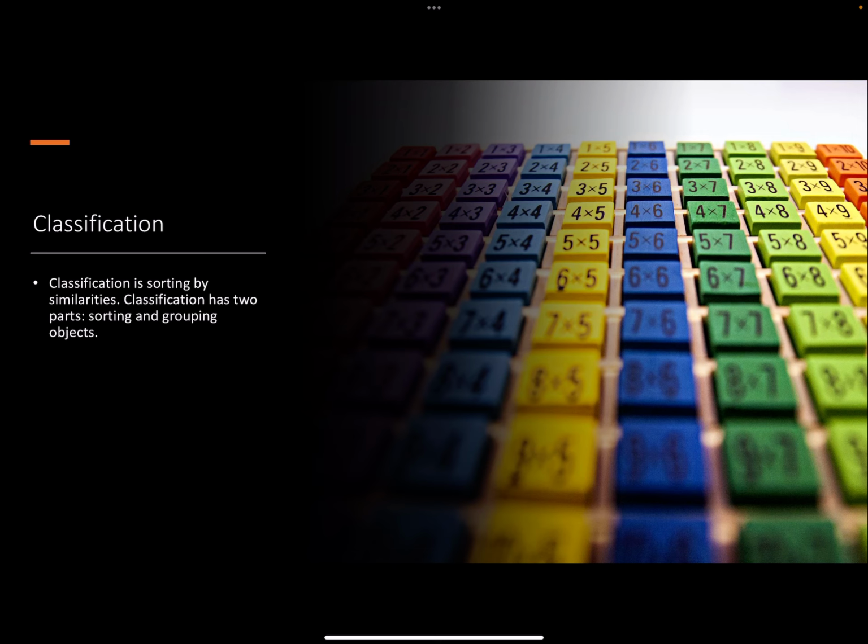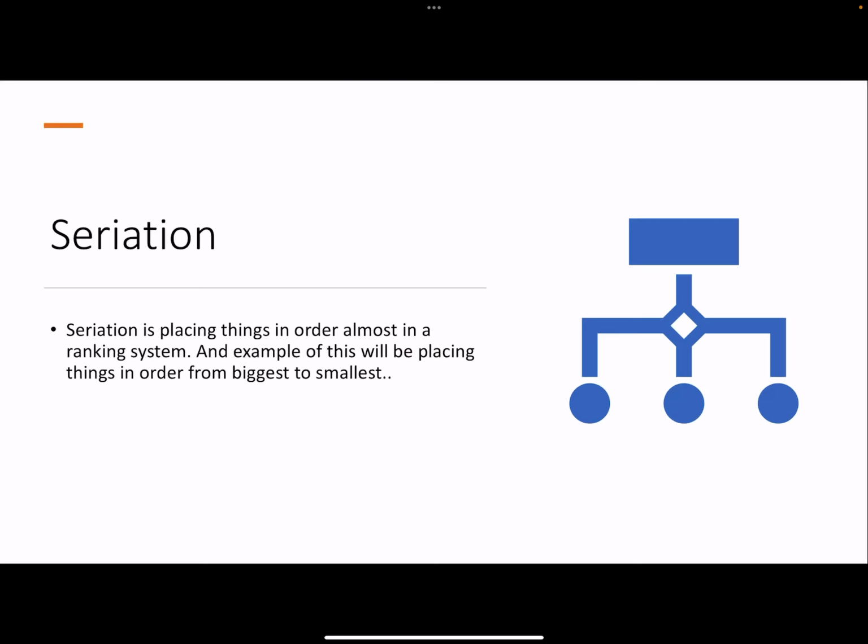The first one that we had to do was classification, which is sorting by similarities, and classification was listed as having two parts, which was sorting and grouping objects. The next one was seriation, and the first thing that stood out in here was seriation sounds a whole lot like the word series. So seriation is placing things in an order, almost in a ranking system. An example of this will be placing things in order from biggest to smallest.